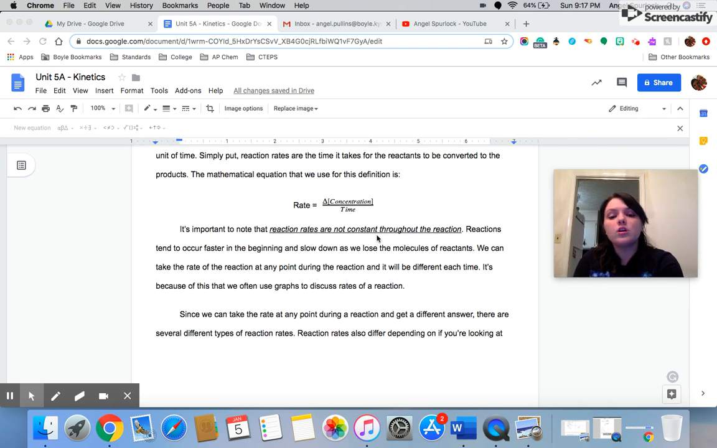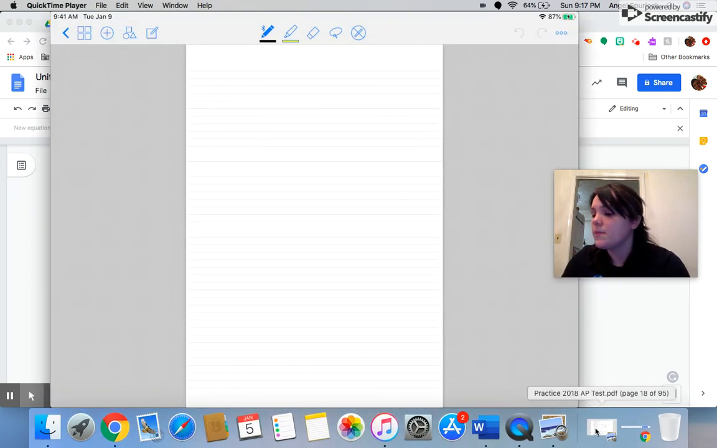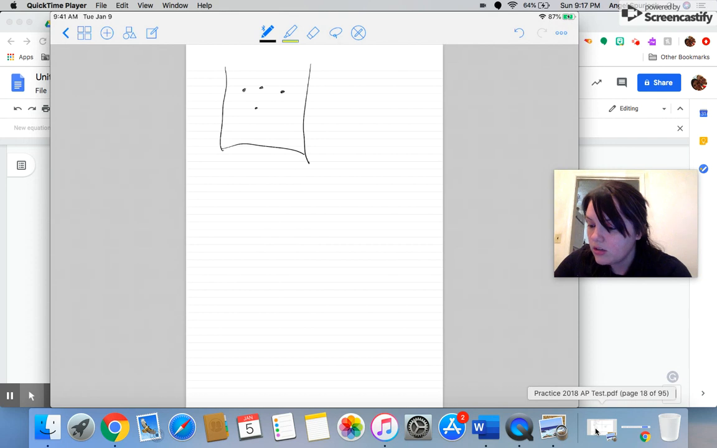It's important to note right here that reaction rates are not constant throughout the reaction, okay? Reactions tend to happen really fast at the beginning and they slow down as we get closer and closer and closer to losing all of our reactants. So if we want to, we can look at it like this. If we start a reaction with, let's say, 10 moles of reactants, 9, 10, okay.